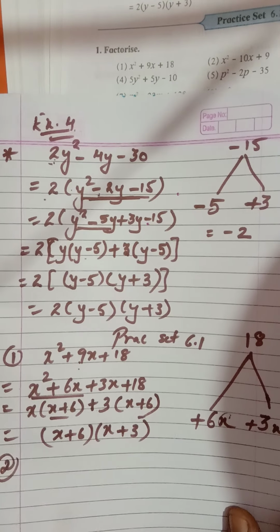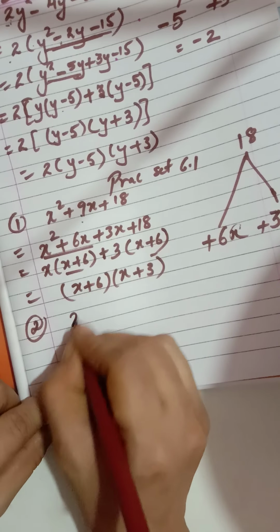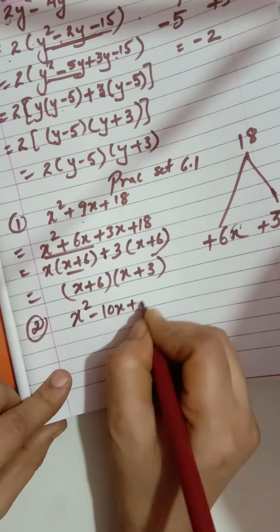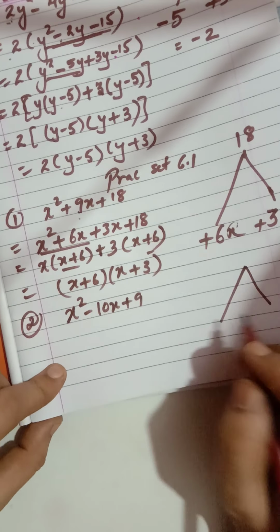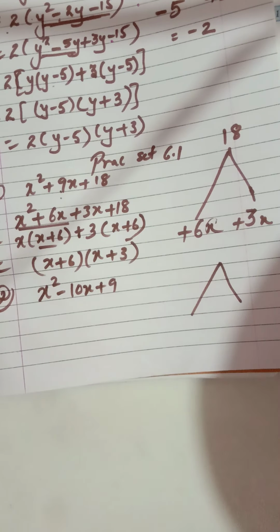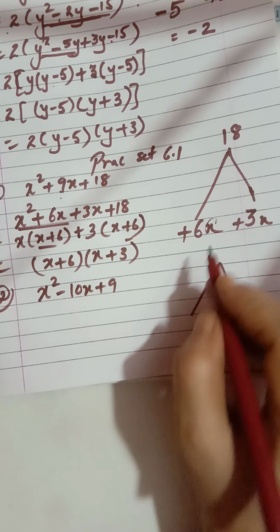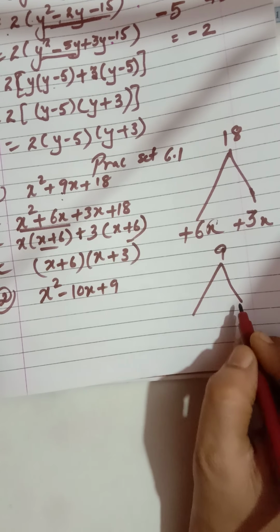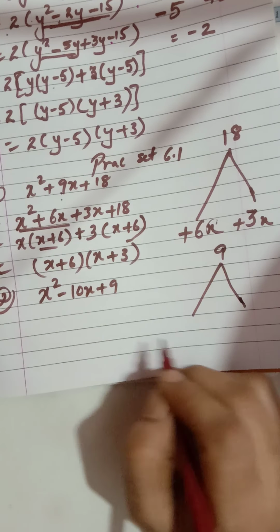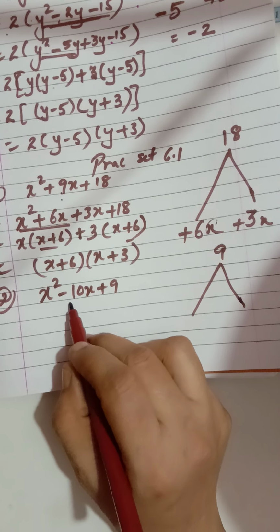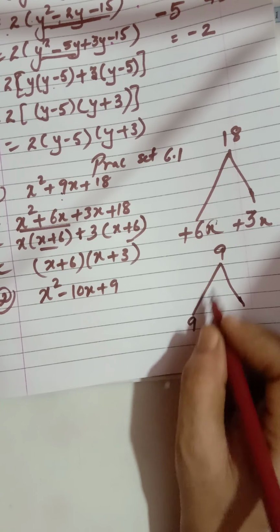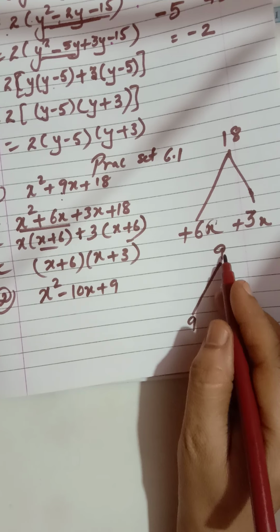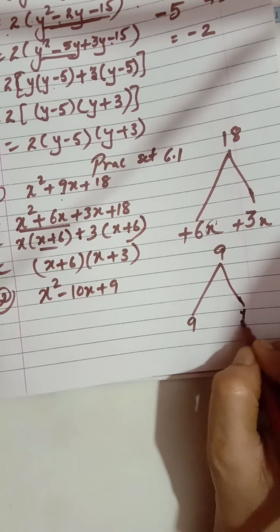The second question is x square minus 10x plus 9, children. Now here see, children, what is the product? 1 into 9, so plus 9. And your middle term is minus 10. So what will be the factors of 9? 9 ones are 9, so I am taking 9 and 1.